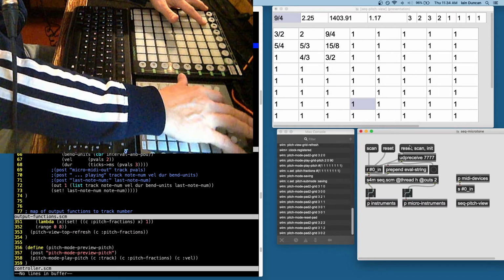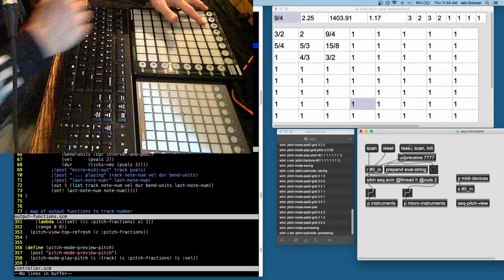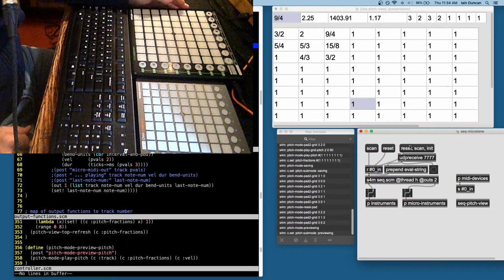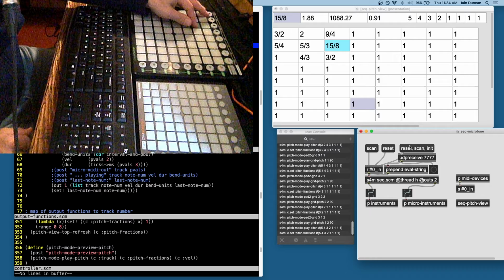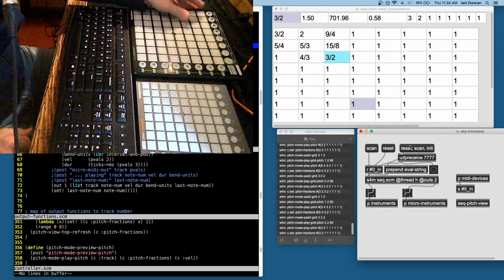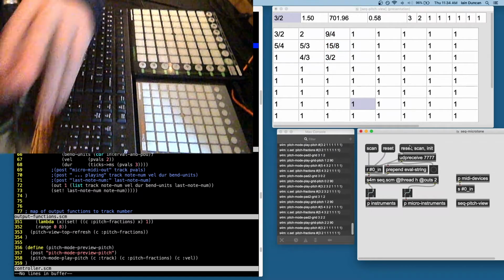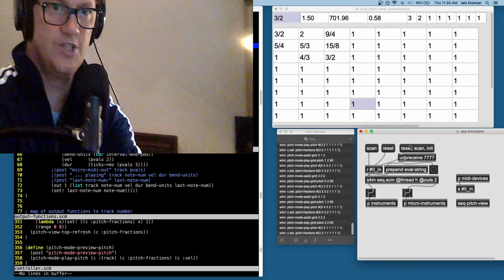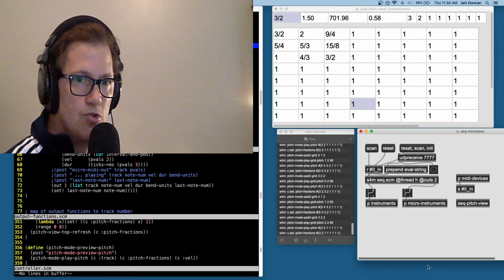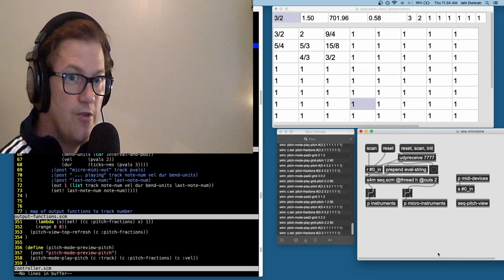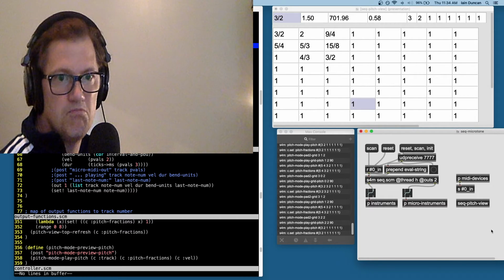If we put this in record mode, or take it out of edit mode rather, we can now play our triads. And so that gives us a just intonation major tonality. But you can see that it'd be trivial for us to put in other systems. So let's try that right now.